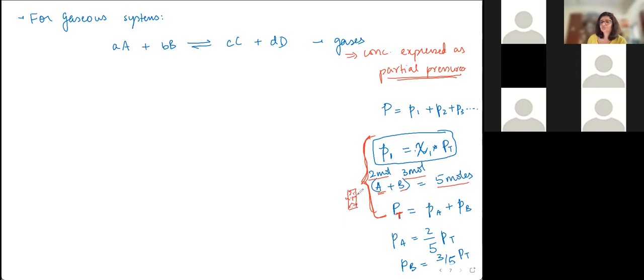So the total pressure is due to gas A and it is due to gas B also. So how do we figure out how much of it is due to gas A and how much of it is due to gas B? That's the partial pressure of A plus the partial pressure of B. So the mole fraction of A times total pressure is the partial pressure of A, and the mole fraction of B times total pressure is the partial pressure of B.